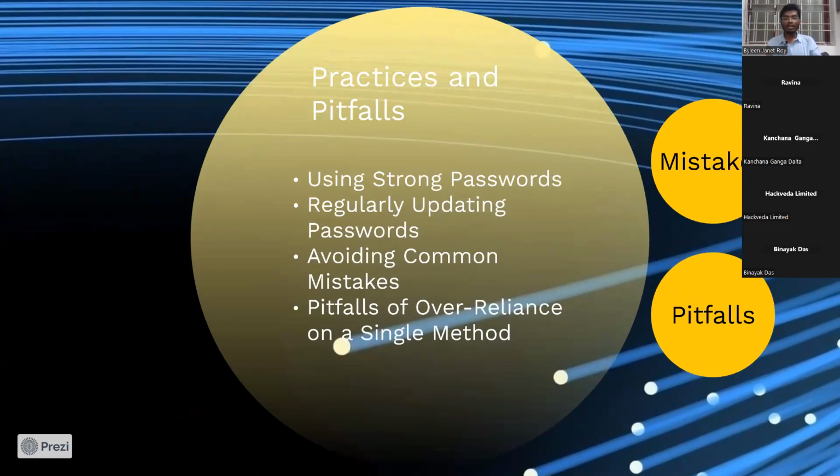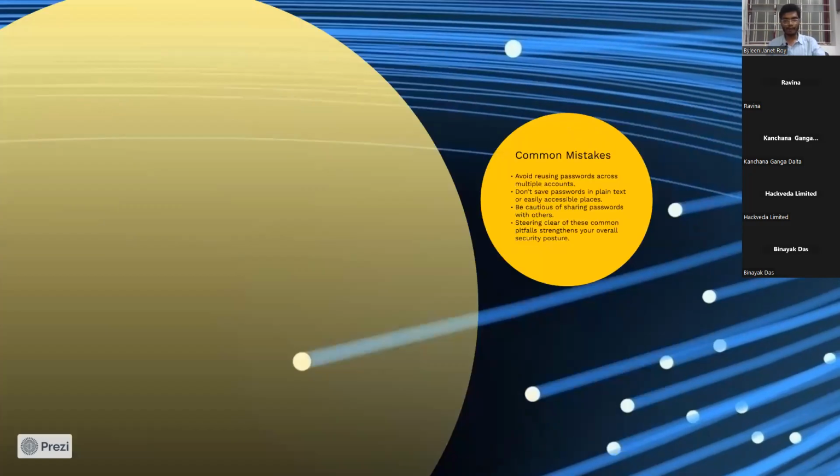Practices and pitfalls. Maybe you should know how we should have a better password. Why should we have these? There is a common reason, like I told in the previous slides, right? The brute forcing method. I'll explain the brute forcing in a better way on this slide. Using strong passwords, regularly updating the passwords, avoiding common mistakes, pitfalls of over-reliance on a single method. Now, what are all the mistakes we make? Let us go into it.